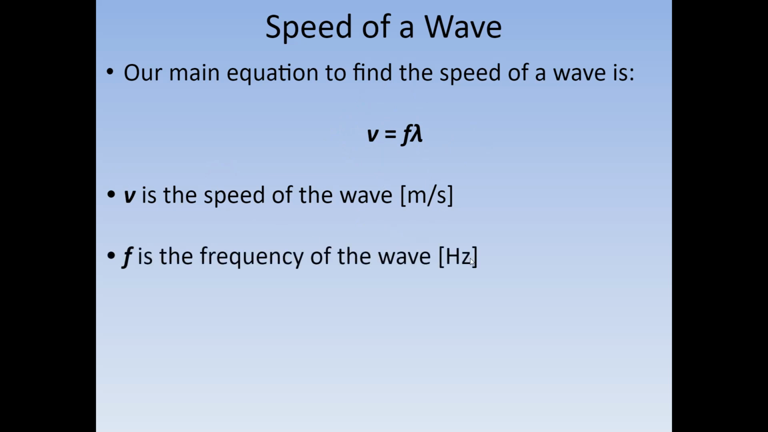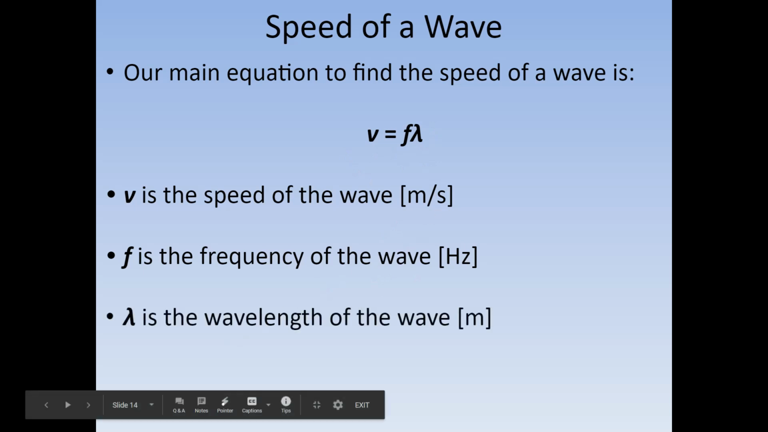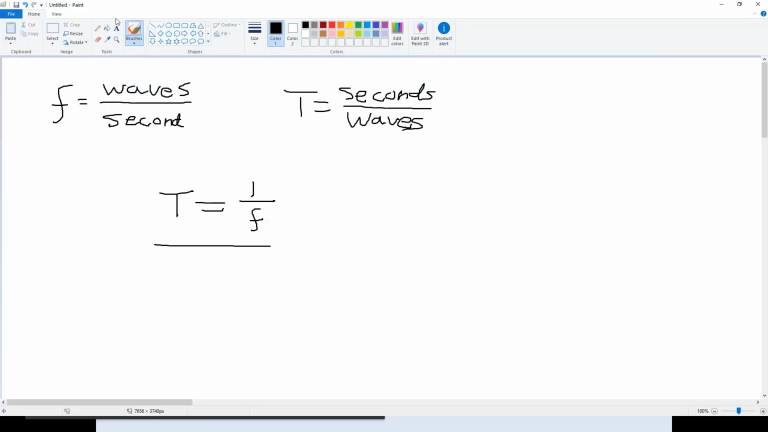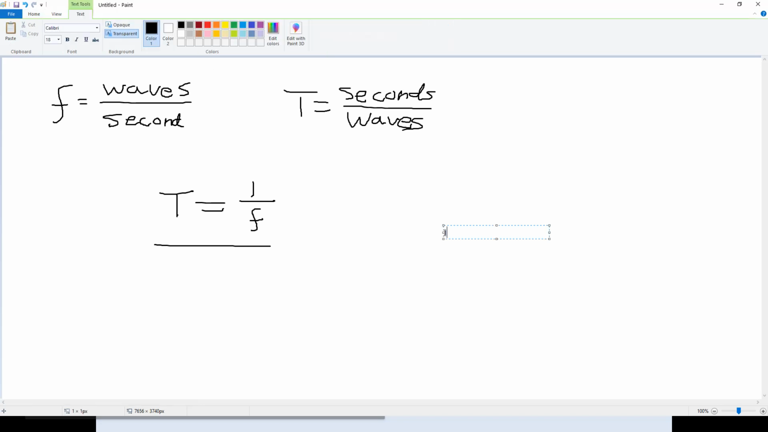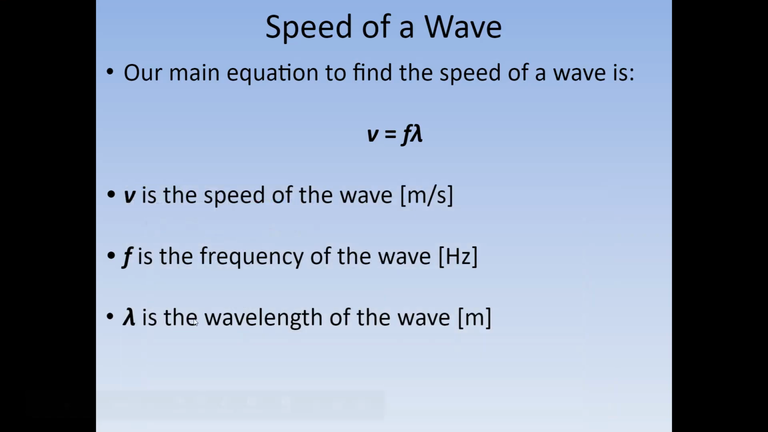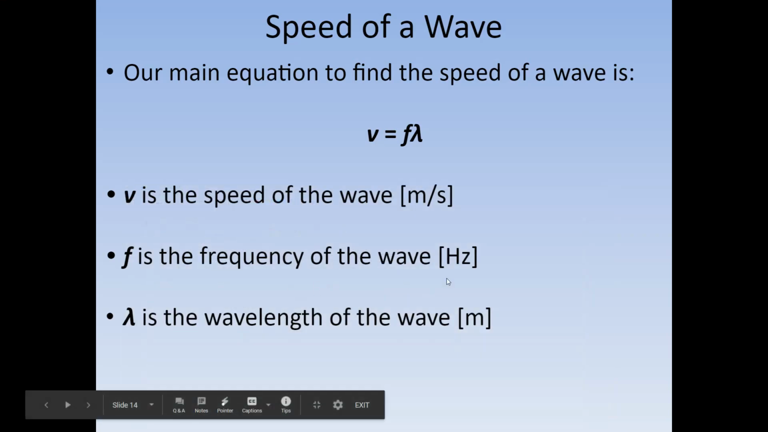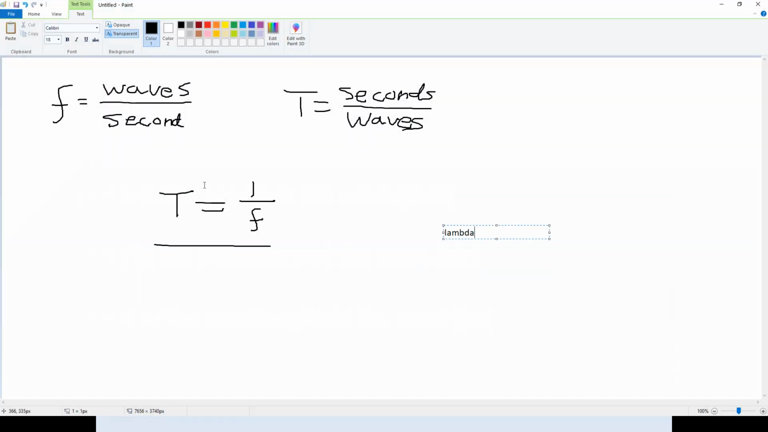Frequency is measured in hertz. So if you have a number in hertz, you could plug that in. And then this symbol is called a lambda. It's spelt like this. It's another Greek symbol, lambda. And it stands for the wavelength. It is the length of one full wave in meters.